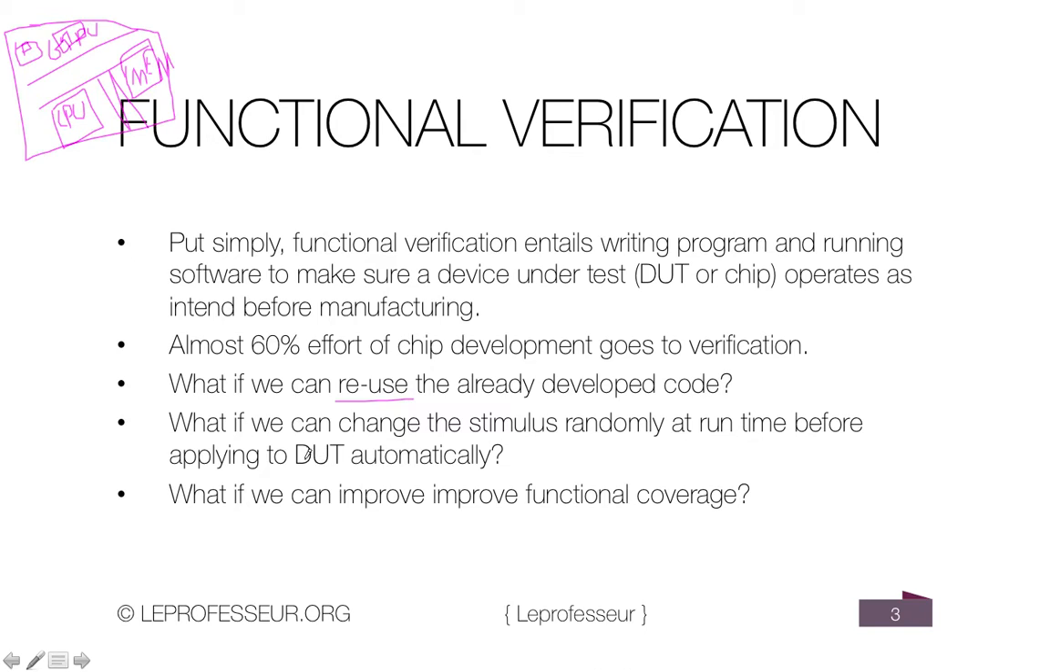Okay. Now think about, what if we can change the stimulus randomly at runtime before applying it to the DUT? Your input might be coming from peripherals, from memory, from whatnot, and just before applying this input, you are able to change it randomly. That will give you better access to finding bugs. Or can we improve our functional coverage? All those things lead us to find a way to do things in a better way.